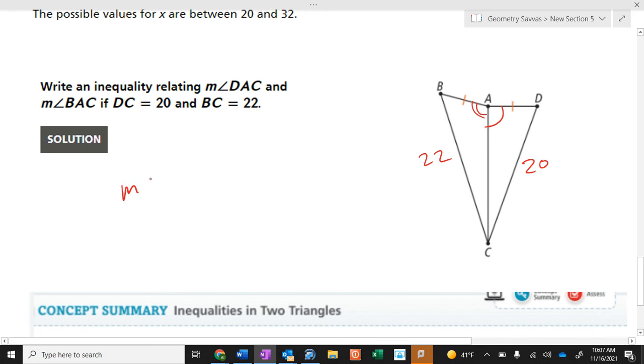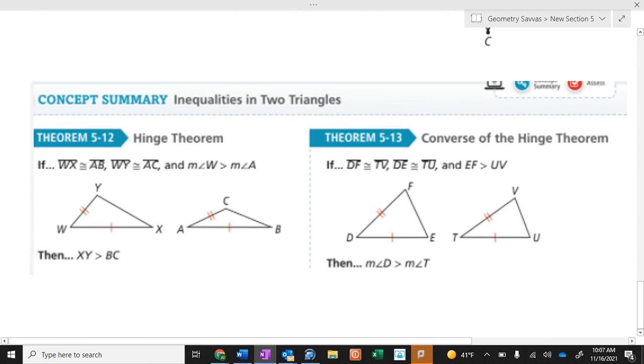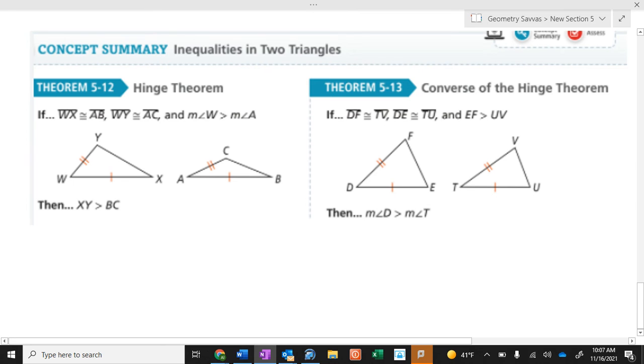BAC, the measure of BAC is greater than the measure of angle DAC. Because BAC is opposite the longer line. Okay, because by the reflexive property, that's equal. So when you have these two equal, and we're looking at the angle on the opposite side, that's how you relate them. So, in summary, what did we do today?